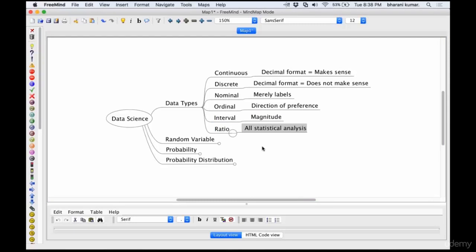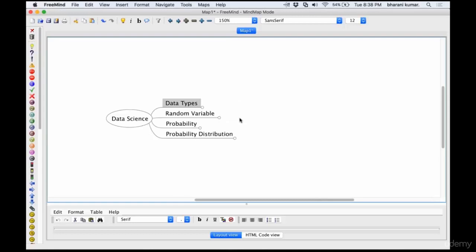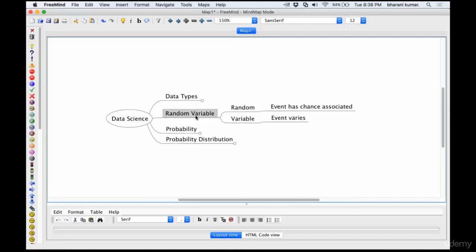And for ratio, you can think about the amount that you spend to purchase Coke or the amount that you spend to purchase Pepsi, right? That amount will remain the same anywhere on the planet. So these are the data types that we have discussed, post which we have discussed random variable.